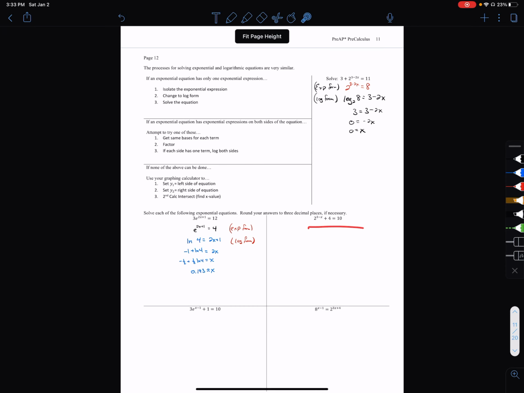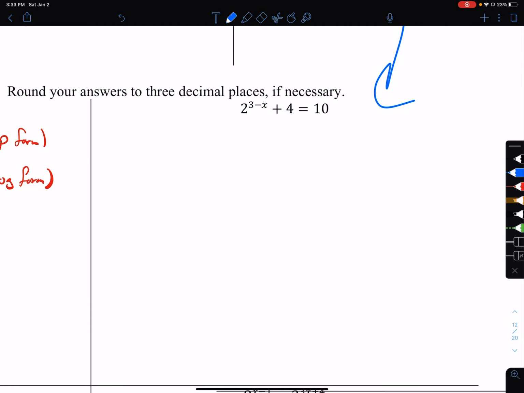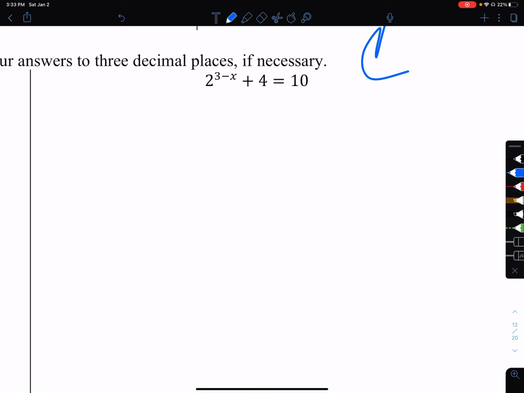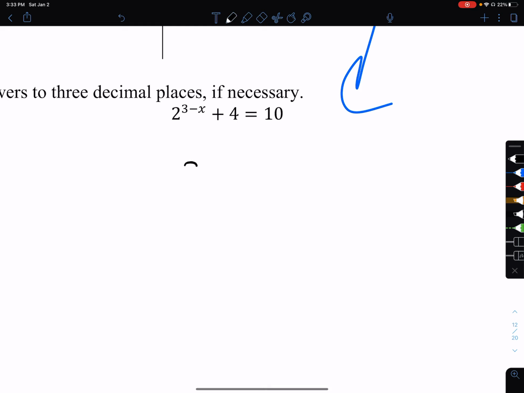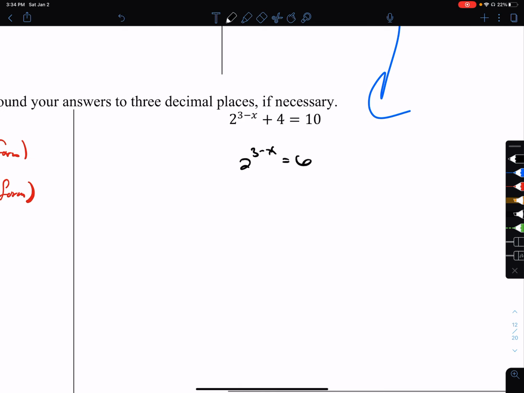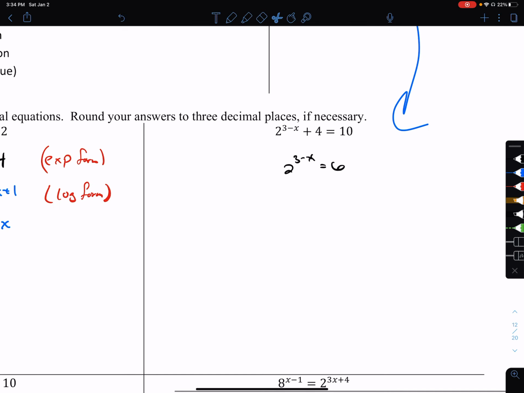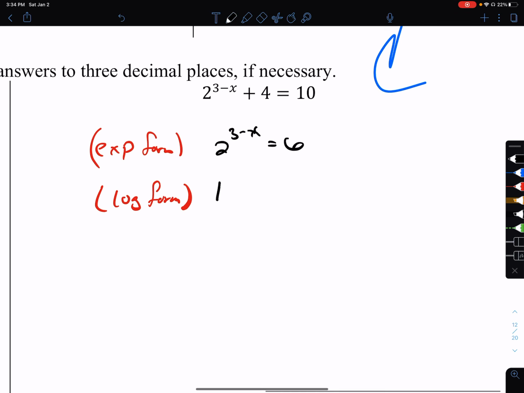This next one also fits into this category, in that there's only one term that's an exponential. So I just want to isolate that. We're going to subtract 4 from both sides. So it's going to be 2 to the 3 minus x equals 6. And then we are going to put this in logarithmic form, which is log base 2 of the argument equals the exponent.